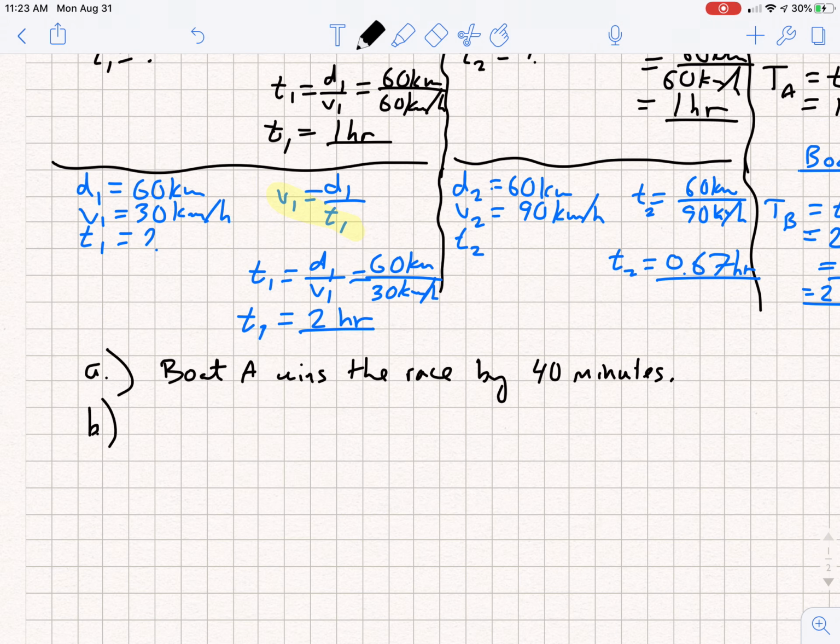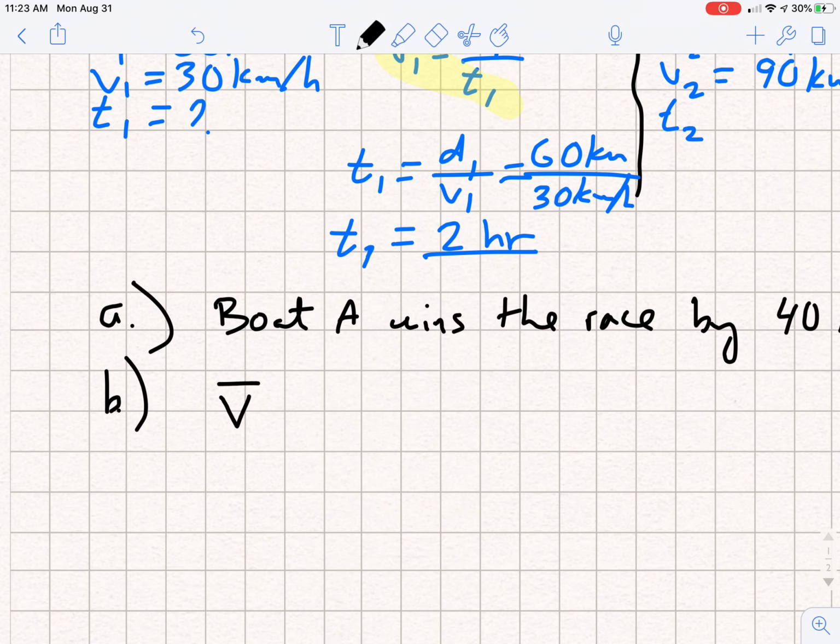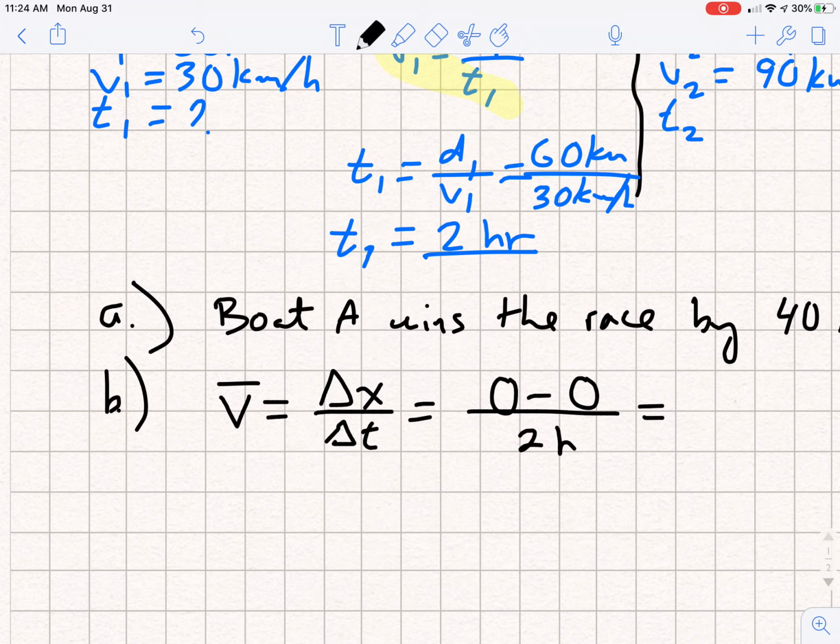Now in part B, we're looking for the average velocity of the winning boat. Anytime you see a variable with a bar over the top of it, that stands for average. And so average velocity would be change in position over change in time. Well, for the winning boat, boat A, the change in position is going to be 0 because you're returning to the same spot you started with. Therefore, you have no change in position. Divided by the 2 hours means we have an average velocity of 0.